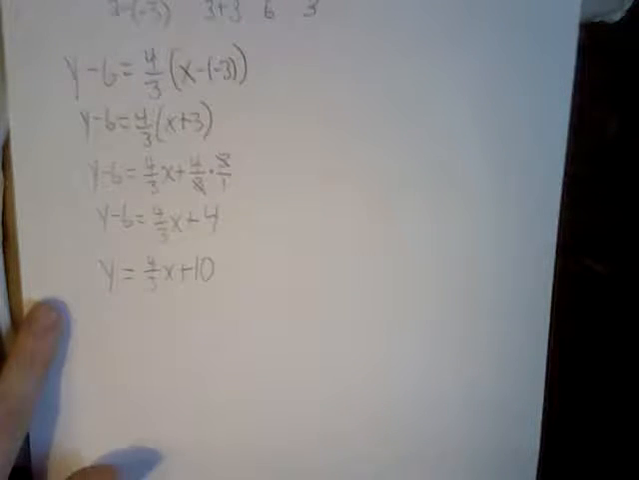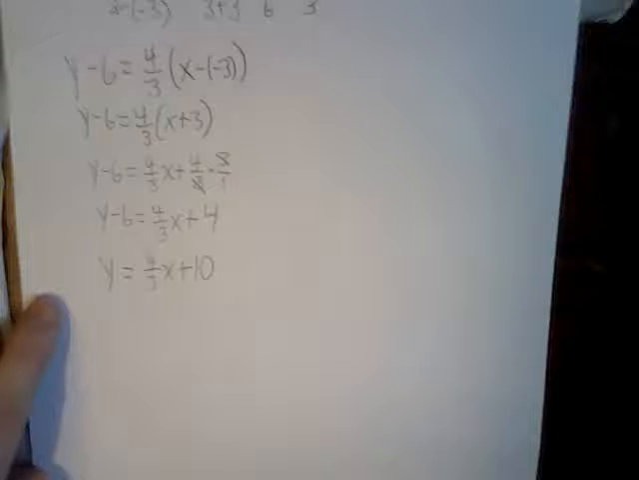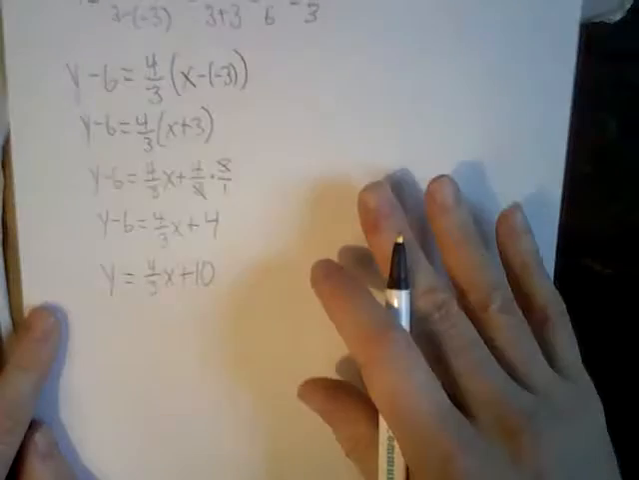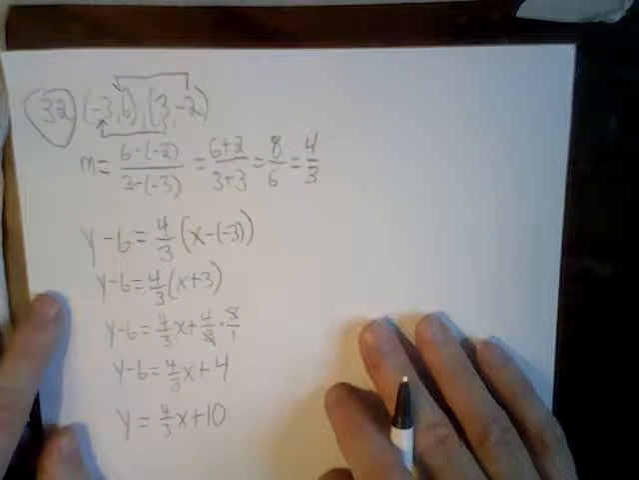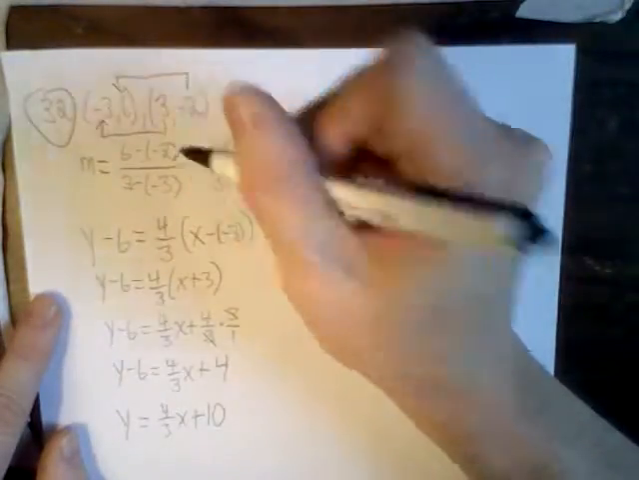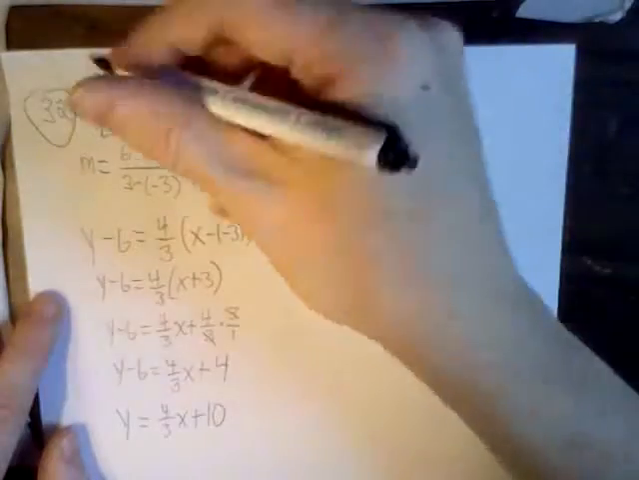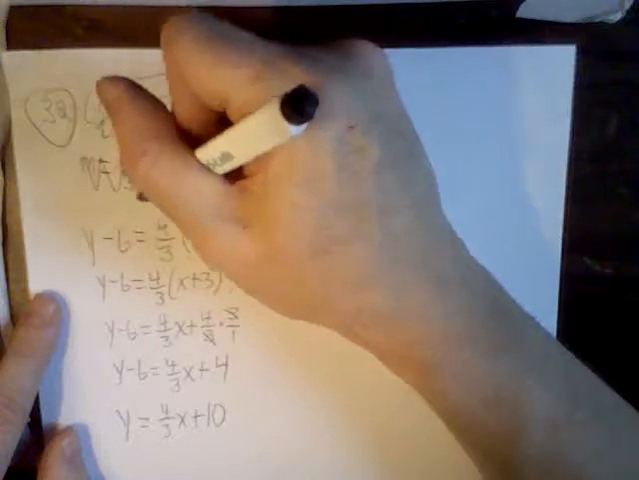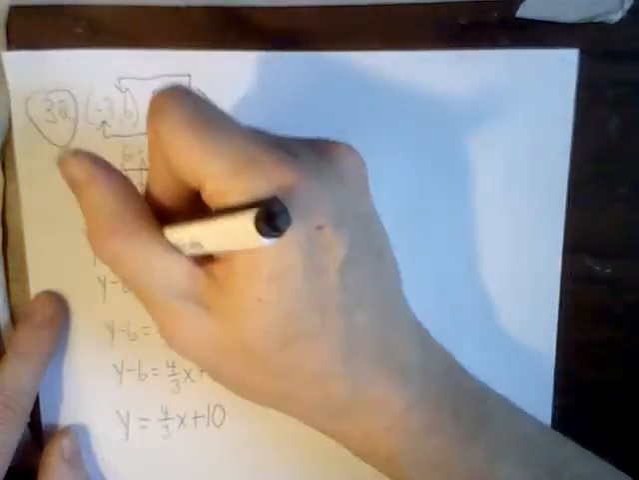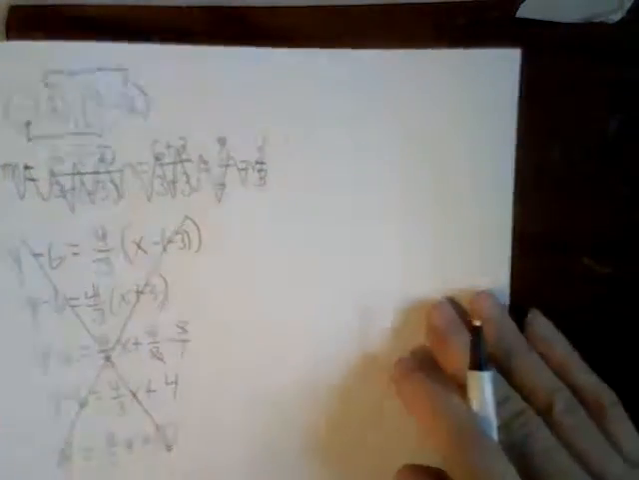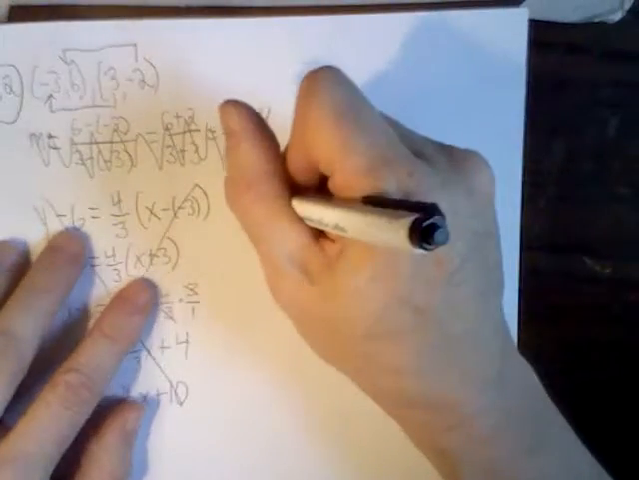Seems like I made a mistake somewhere. Maybe I made it in my notes. Let's see what I did. Oh, I made it way up here, so sorry about that. So I'll have to try that again. Right, so I screwed up the slope.